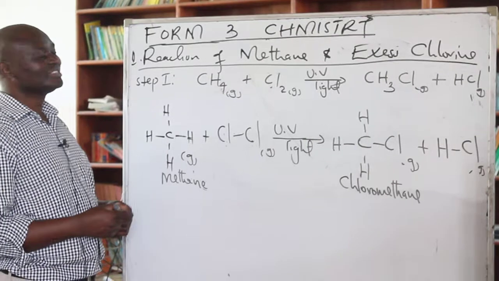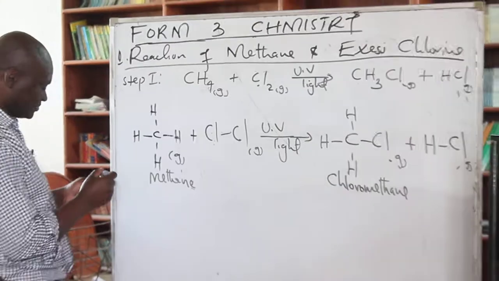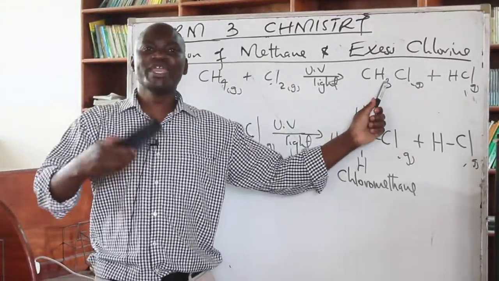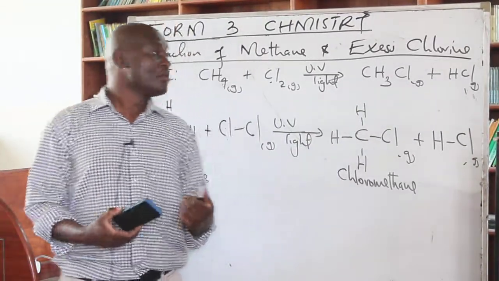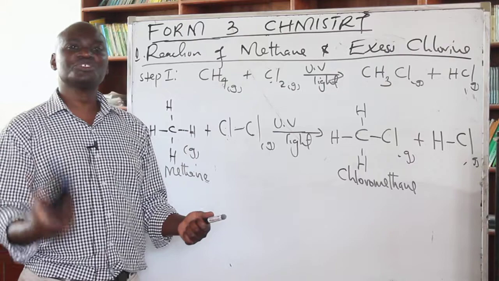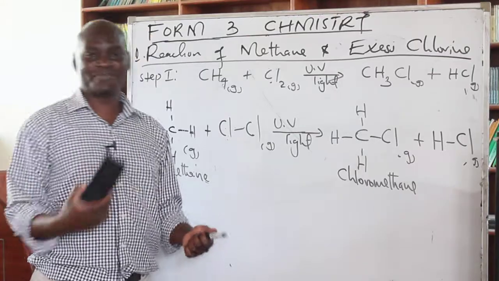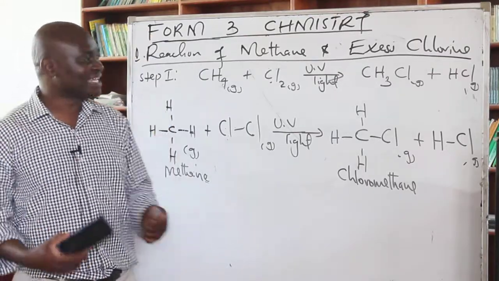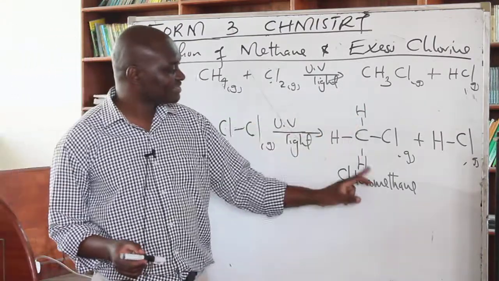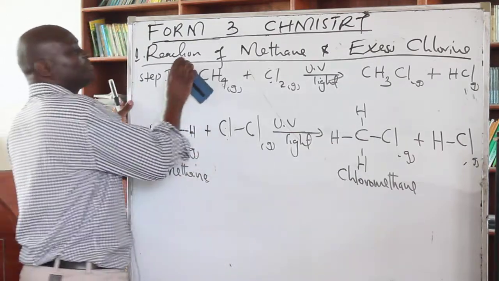Then we move to step 2. Now, in step 2, because we have excess chlorine, we still have more chlorine. And we have seen that during substitution, the hydrogens are replaced continuously as long as chlorine is still present. So in this case, as long as chlorine is still present, the remaining hydrogens will be substituted. So we are going to step 2.